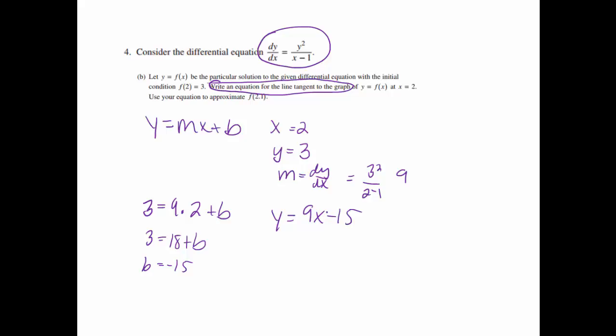Okay, that would be worth just 1 point. You either got it or you didn't. And then I'm not done because it says to use your equation to approximate f of 2.1. So that's just telling me to let x now equal 2.1.